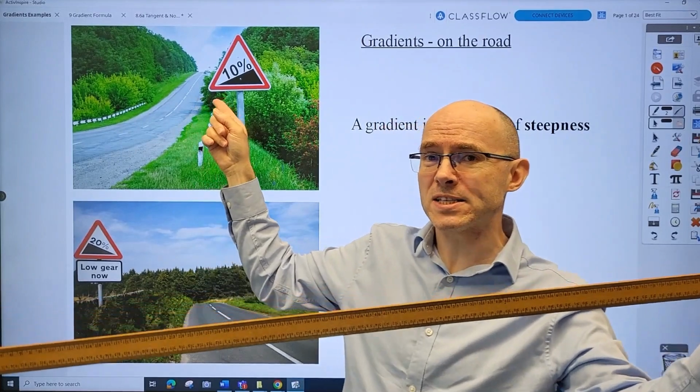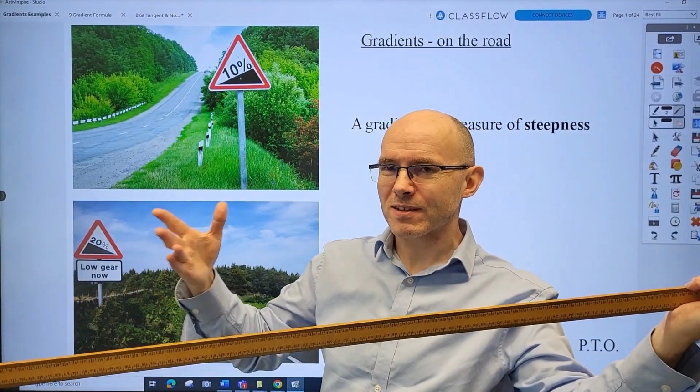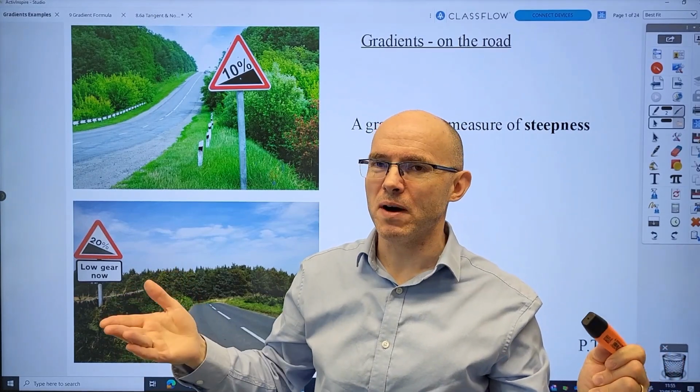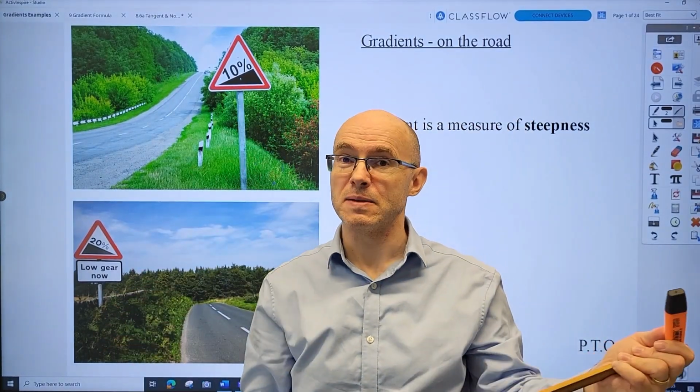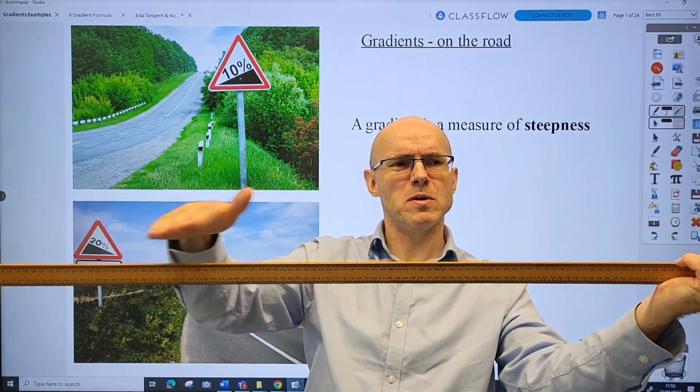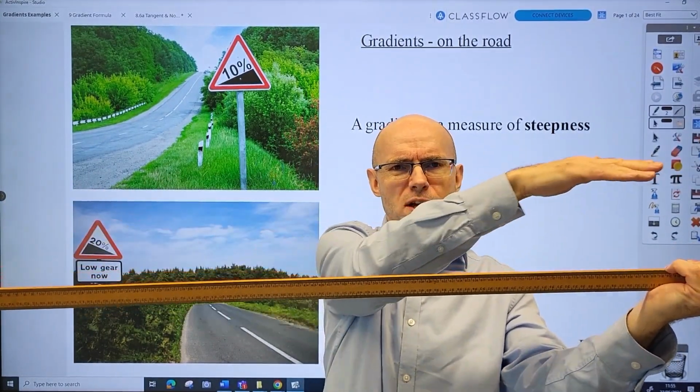So it's quite an international sign, that, because whether you're in Europe doing kilometres or whether in UK, America doing miles, the 10% means the same sort of steepness. So you might think it's not very steep, but you'll notice it if you're walking or if you're cycling.